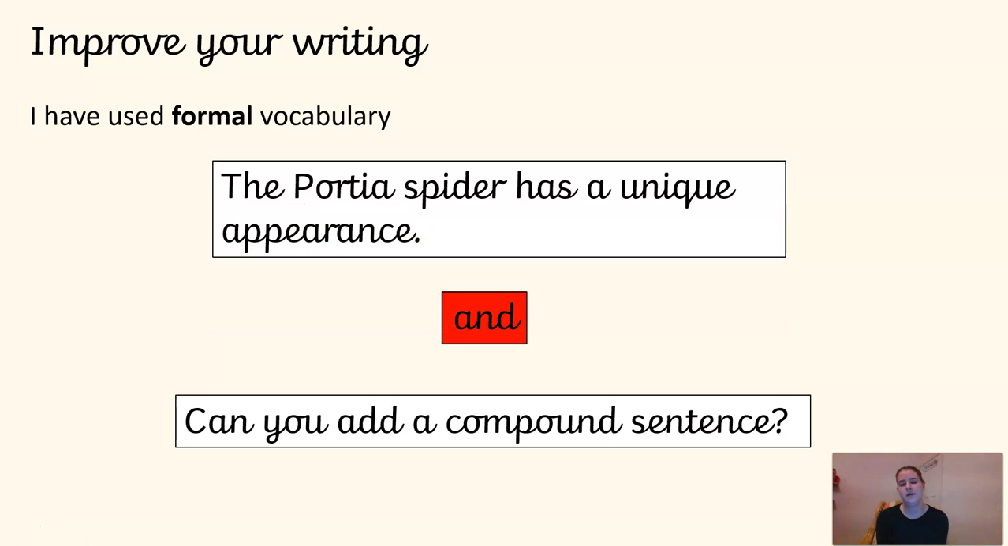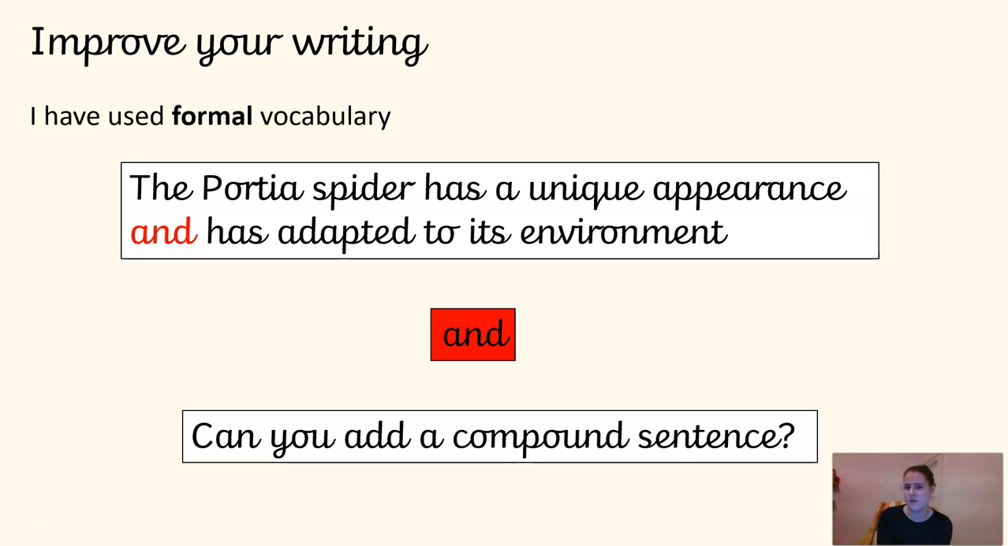Now, here we're looking at the formal language again. I now would like to add in a compound sentence. So I now need to try and add some additional information that I can add to that sentence. And I'm going to use the conjunction and that's going to glue these 2 independent main clauses together. So I want to think about what is unique about its appearance and see what information I can add. So pause the video and see if you can come up with a compound sentence using the word and.